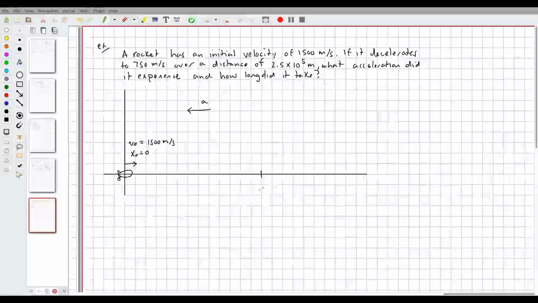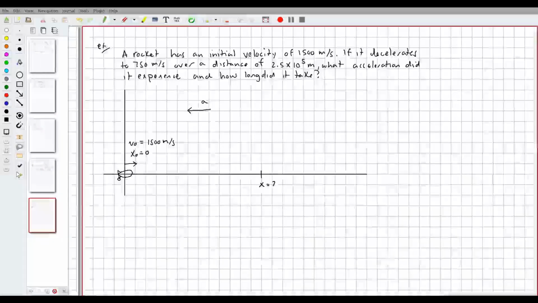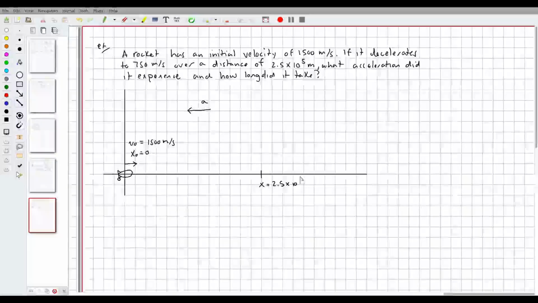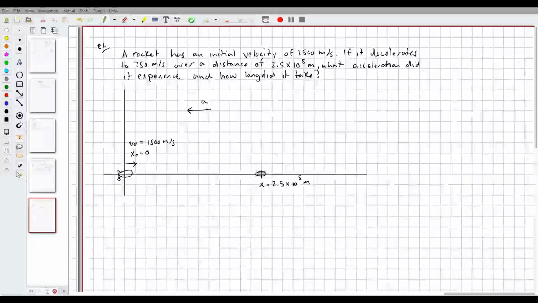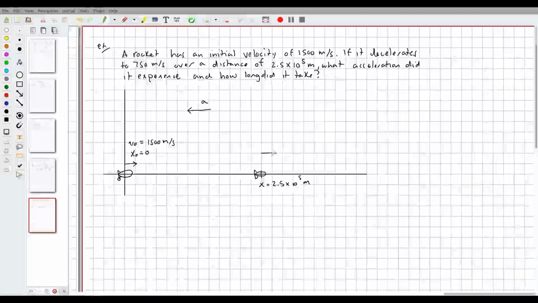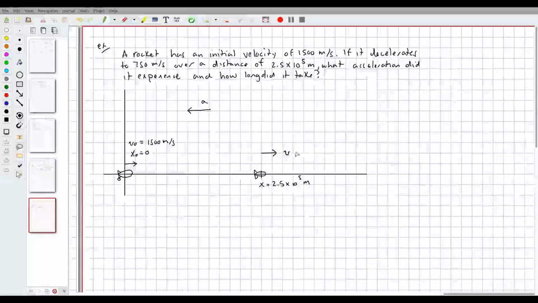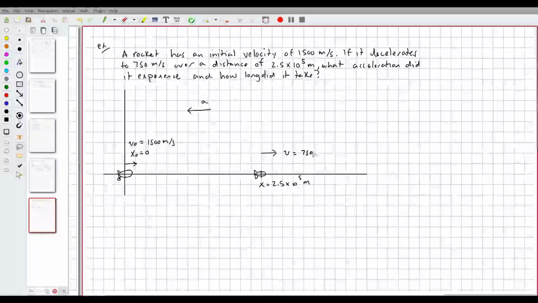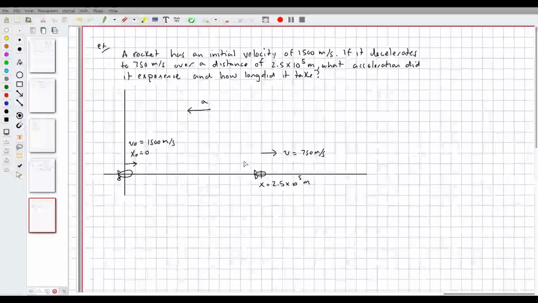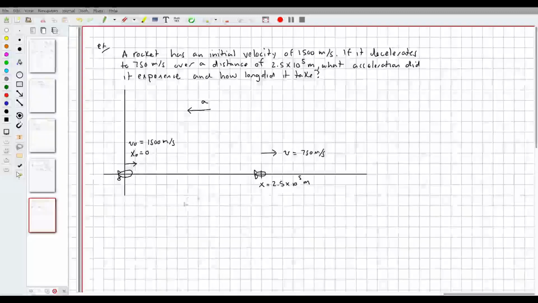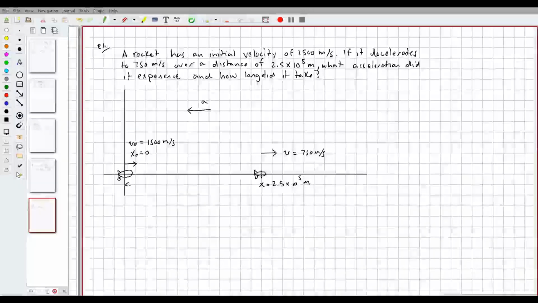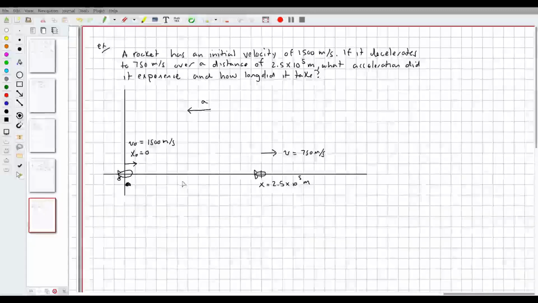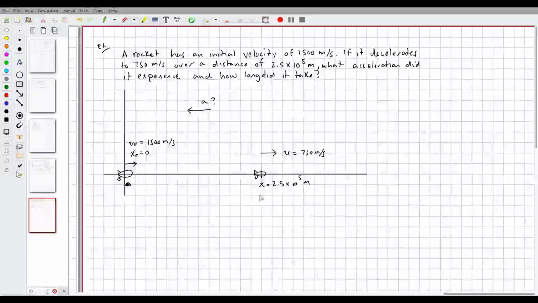Now, at some point over here, 2.5 times 10 to the 5th meters away, your rocket ship is still traveling to the right. It has a velocity of 750 meters per second, but it's slowed down quite a bit. What we would like to find is this distance right here. Actually, not the distance, sorry. But what we would like to find is the acceleration and how long this took.